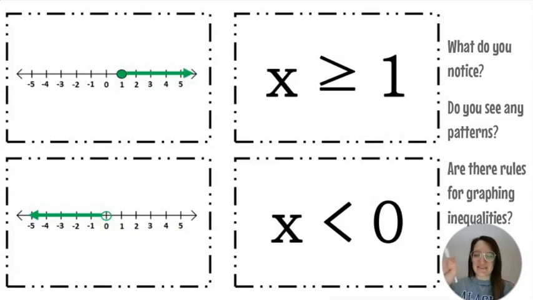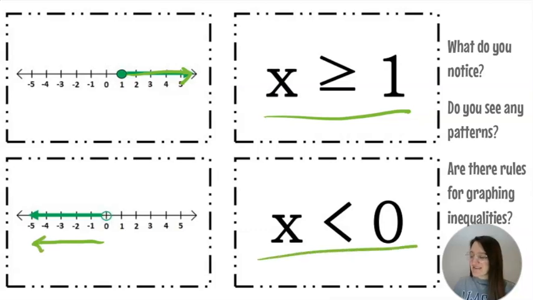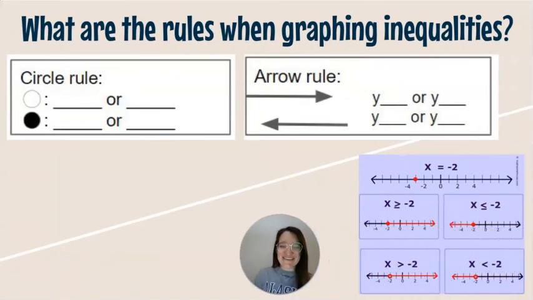Maybe you have the circle filled in or open figured out, but what about the arrows? Why do sometimes the arrows go left? Like with x is greater than or equal to 1. Why do sometimes the arrows go left? Like with x is less than 0. Okay, are you ready to tell me what the rule is? Let's see if you did it correctly.